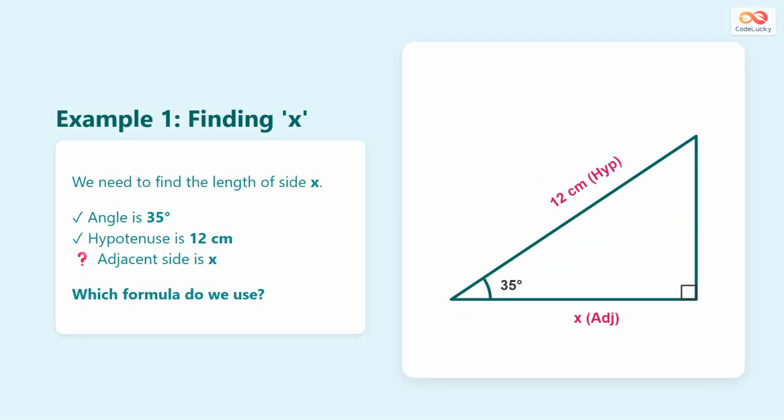Let's look at our first example. Here we have a right-angled triangle. We know the angle is 35 degrees and the hypotenuse is 12 centimeters. We need to find the side labeled x. Since x is next to the angle, it is the adjacent side. Because we have the hypotenuse and want the adjacent, we will use the multiplication formula.